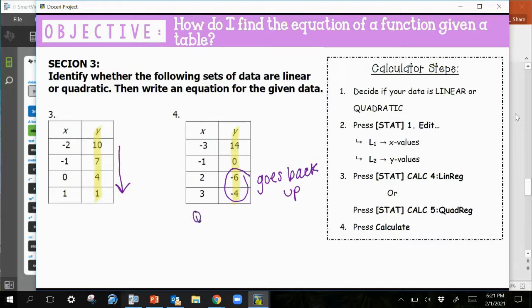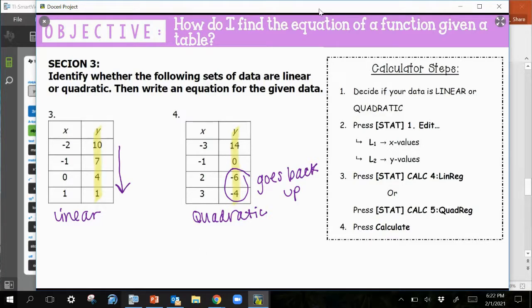So if it's changing direction, that's what gives us that parabola, that U-shaped. So number 4 is going to be quadratic because the numbers are going back up, or if they were going up and then went back down. And the first one's going to be linear. Another key part of the table, knowing if it is linear or quadratic: if the numbers repeat in the y, then it's going to be quadratic. Linear y values never repeat.